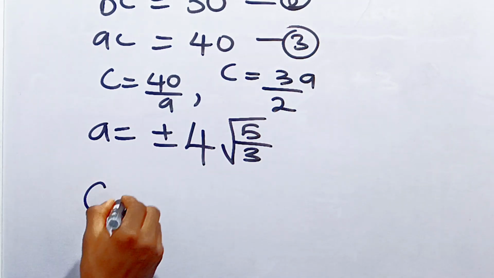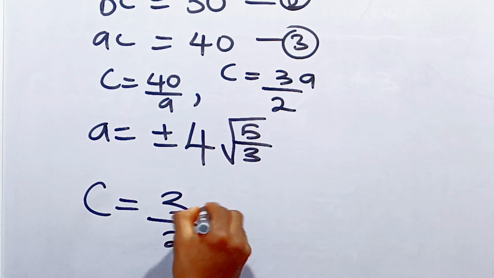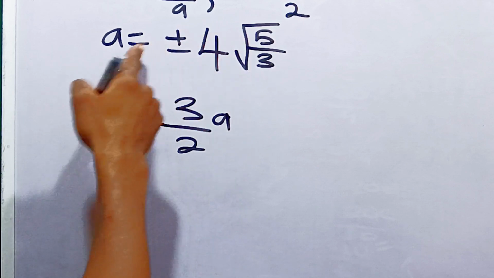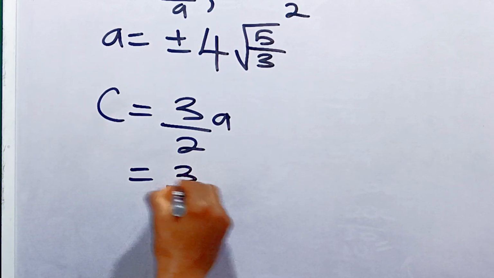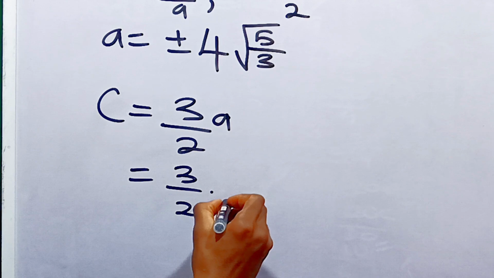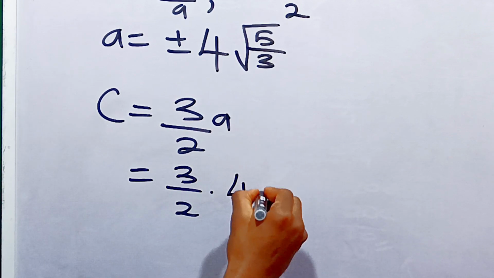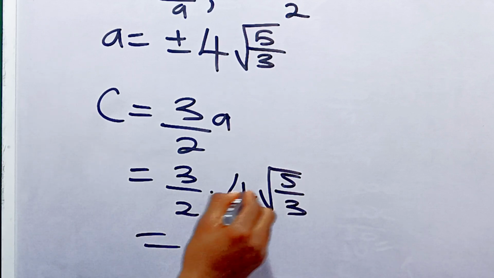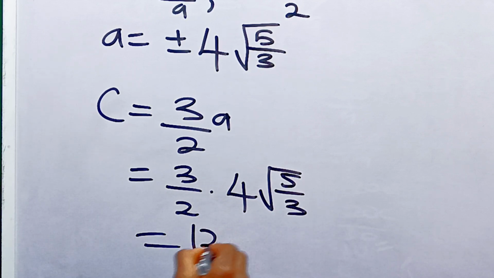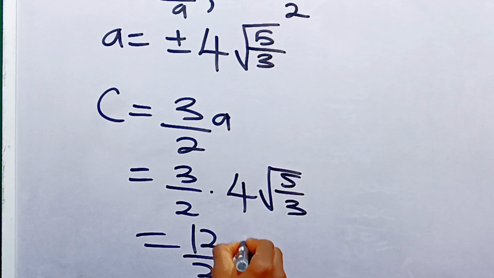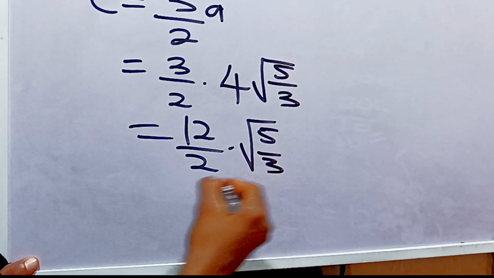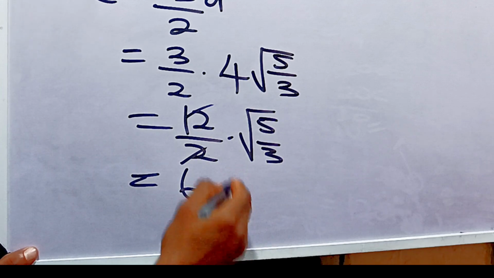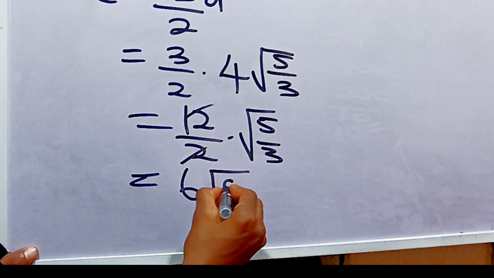Okay, so we have that C is equal to 3A over 2. Now recall that A is equal to this, so we also pick the positive value for A here. So we have that this is equal to 3 over 2 multiplied by 4 times root of 5 over 3. This becomes 4 times 3 is 12 over 2 multiplied by root of 5 over 3. 12 over 2 is 6, which now makes this equal to 6 multiplied by root of 5 over 3.